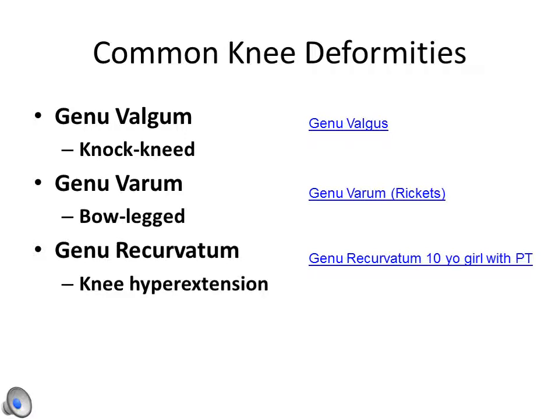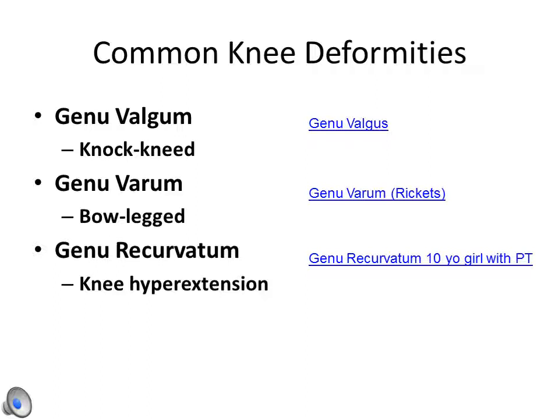Now let's talk about some common knee deformities. Genu valgum, also known as knock-kneed, is a condition where the knees are angled inward, so when the person is standing tall, the knees are actually touching. This condition, if not corrected through bracing or foot orthoses, can cause chronic knee pain, including osteoarthritis. It is normal to see genu valgum in children ages 2 through 5, but as they develop, this deformity actually goes away.